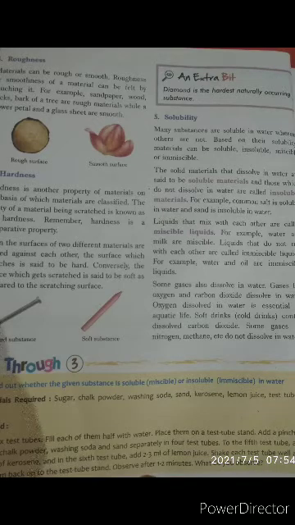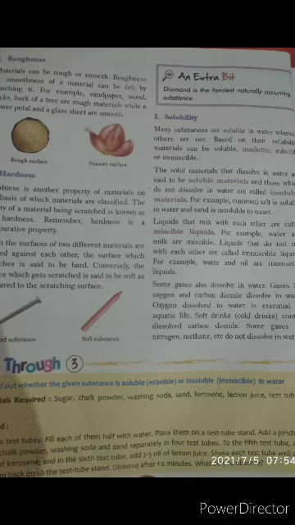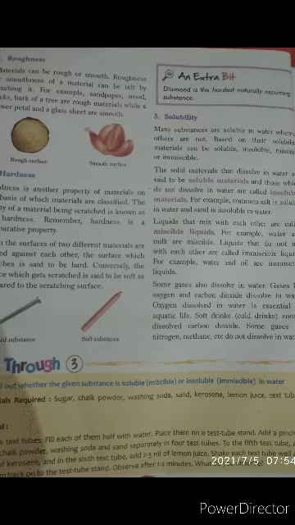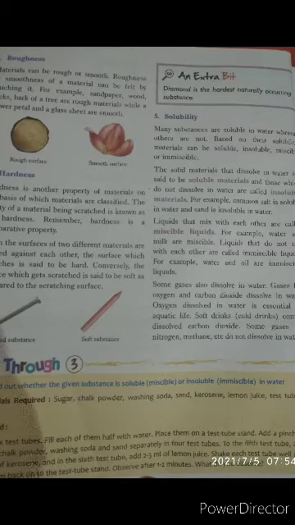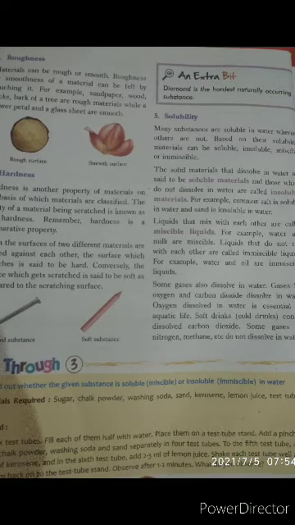Next one, hardness. Hardness is another property of material on the basis of which materials are classified. This is also another kind of classification. The ability of a material to be scratched is known as its hardness. Remember, hardness is a comparative property. We can't say directly whether it is hard or not. When we compare it with other objects, then only we can say whether it's hard or not.